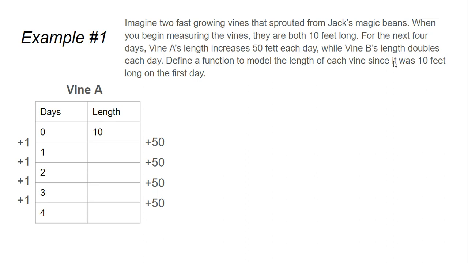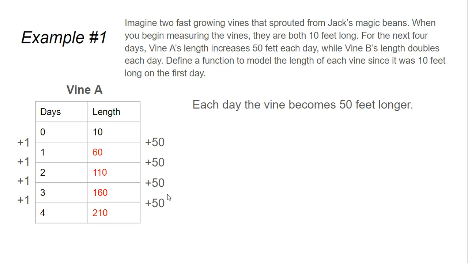So we're going to start with vine A, and we're going to model this scenario using a table first, and that's going to be what we base an equation off of. Before any time has passed, the vine is 10 feet long, and then it's going to go up 50 feet each day. So every time the day goes up by 1, the length is going to go up by 50, so that's going to be 60, 110, 160, and 210.